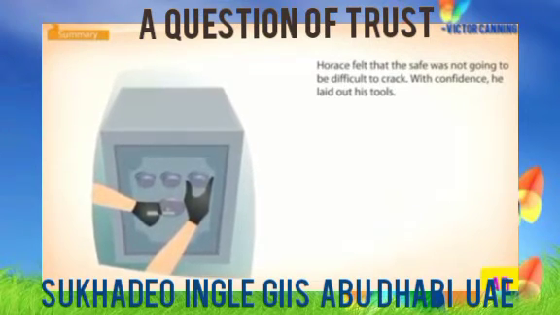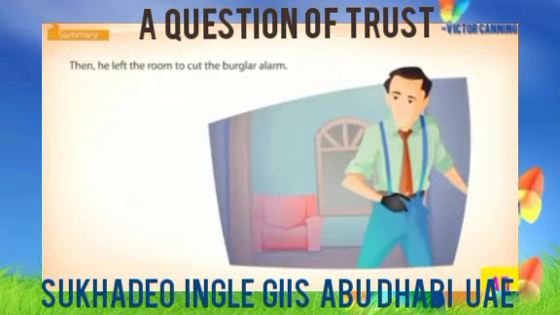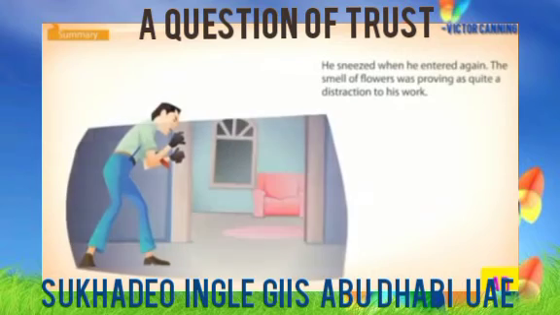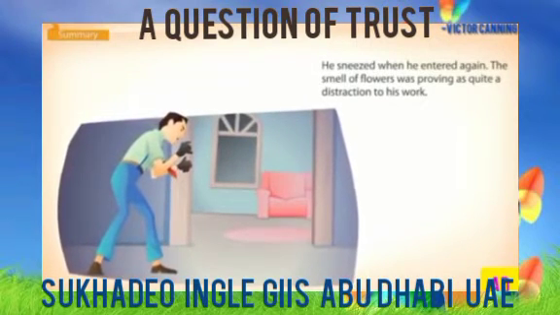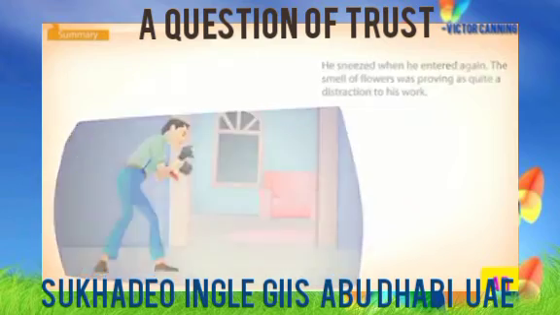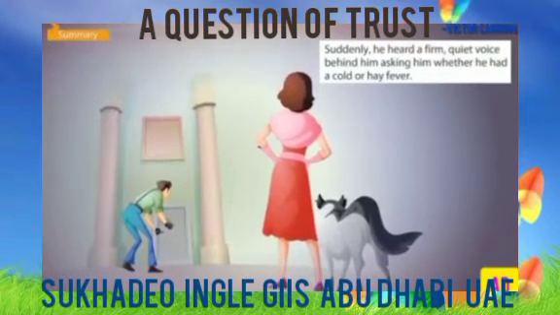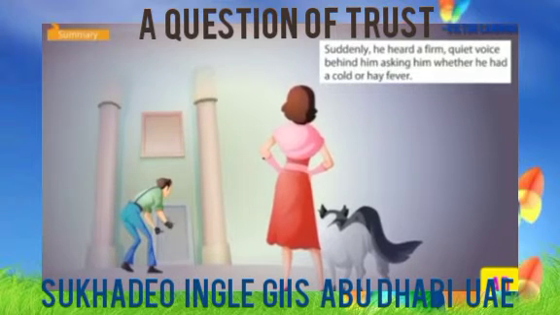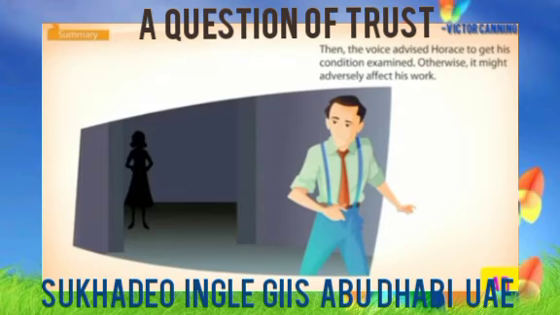With confidence, he laid out his tools. Then he left the room to cut the burglar alarm. He sneezed when he entered again. The smell of flowers was proving quite a distraction to his work. Suddenly, he heard a firm, quiet voice behind him, asking him whether he had a cold or hay fever. Then, the voice advised Horace to get his condition examined. Otherwise, it might adversely affect his work.